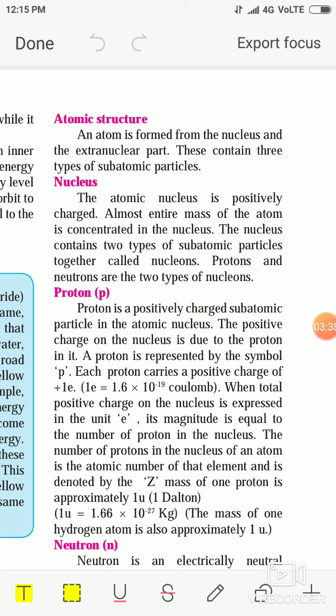The extranuclear part is also there in the atom, so let's see about it. The extranuclear part in the atomic structure includes electrons revolving around the nucleus and the empty space between the nucleus and the electrons. Let's see the information about the electron.